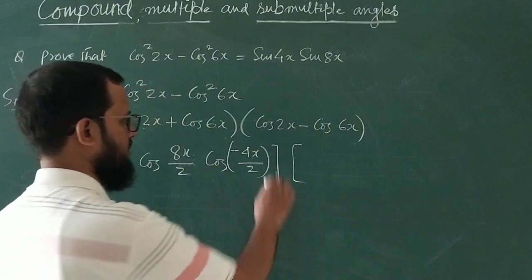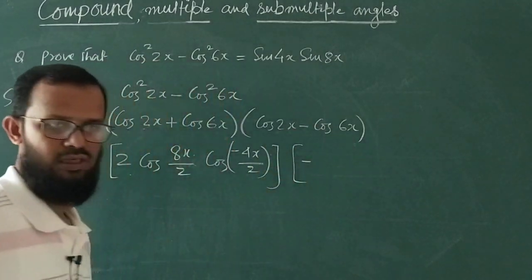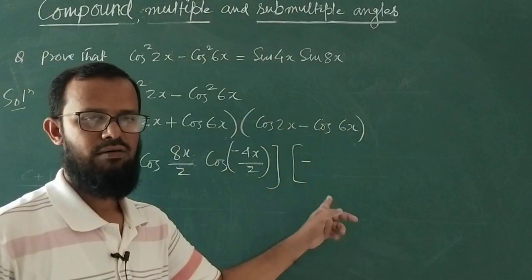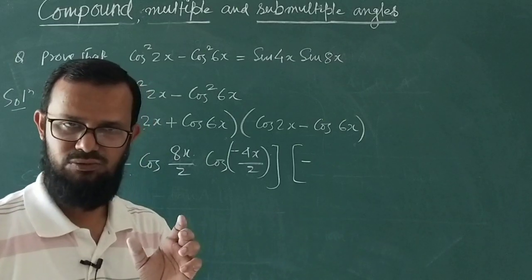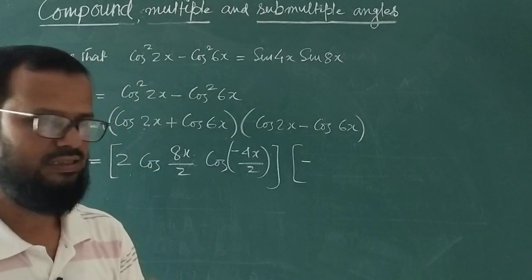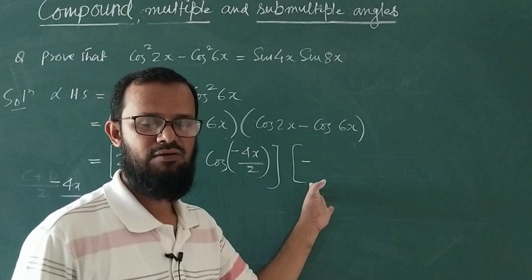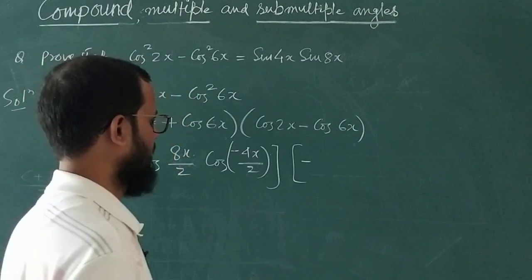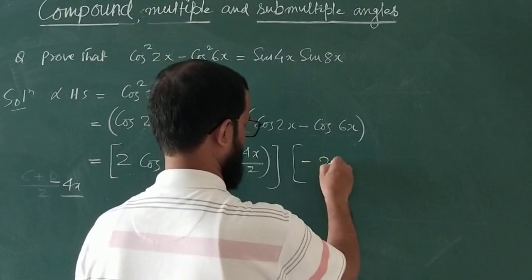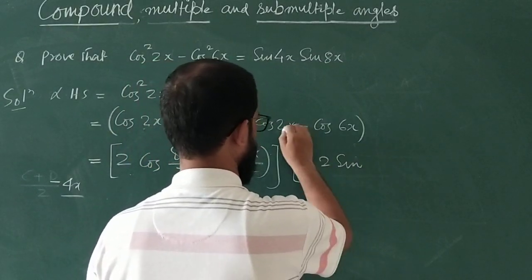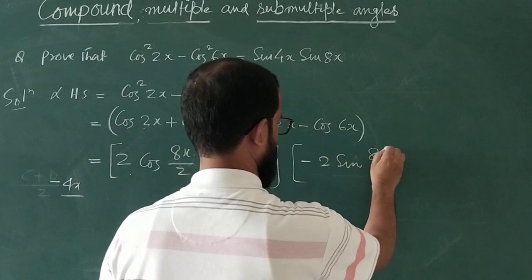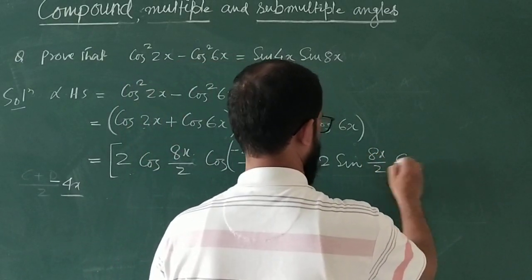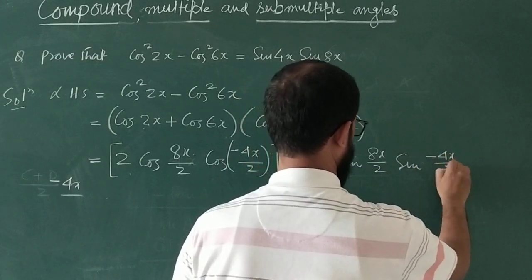Now cos c minus cos d, formula का एक minus होगा. First, what is the formula? Cos c minus cos d equal to what, minus 2 sin. First angle is sum of the angle divided by 2, and second angle is difference of the angle divided by 2. So minus 2 sin (c plus d) means what, 8x, and c minus d means what, minus 4x by 2.